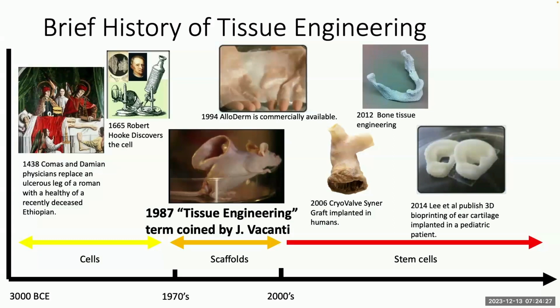But anyway, skin, the dermis, was probably one of the first ones to come out. Alloderm was commercially available since before the 2000s. And then we had these pulmonary valves also available. This is a cryovalve, from a company as well, that is available. And these are all decellularized tissues. Then we had also printed tissues like bone tissue, cartilage tissue, all these coming up.